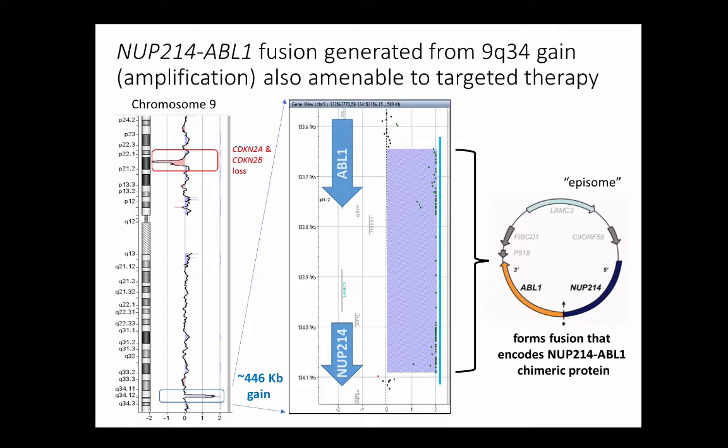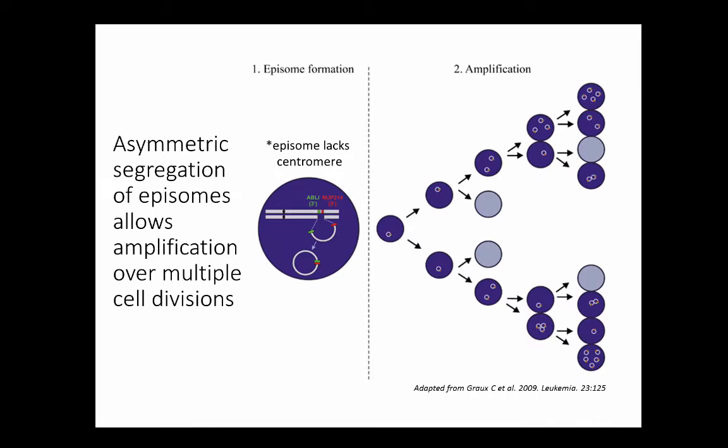And that is due to the fact that, as you can see from where this gain occurs in the genome, there's no centromere sequence. And because this episome lacks a centromere, it's going to be randomly segregated at cell divisions between daughter cells, such that over many generations, with more and more asymmetric divisions, you can imagine some populations of cells are going to arise that have many copies, and they're going to have a proliferative advantage.